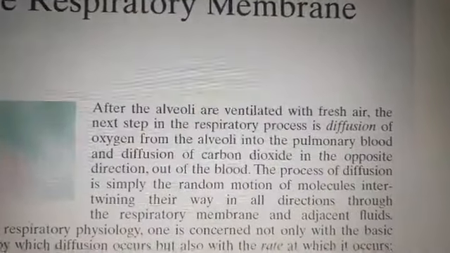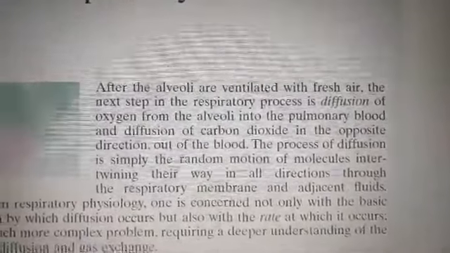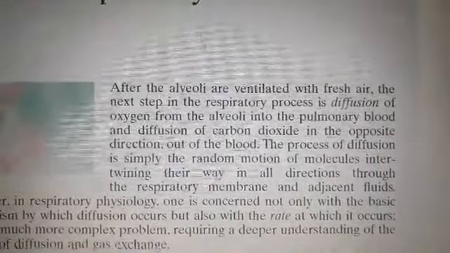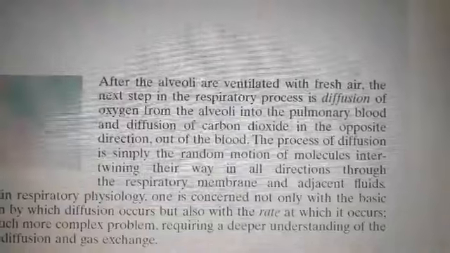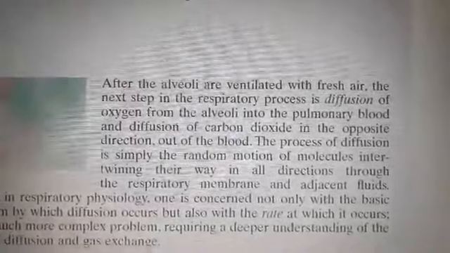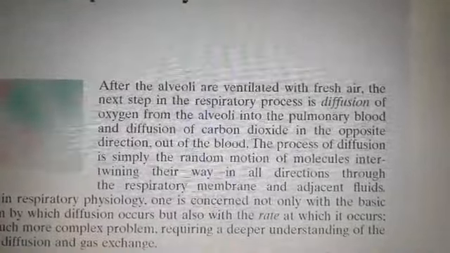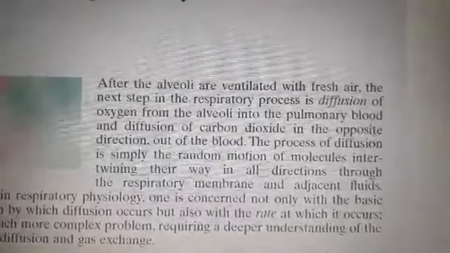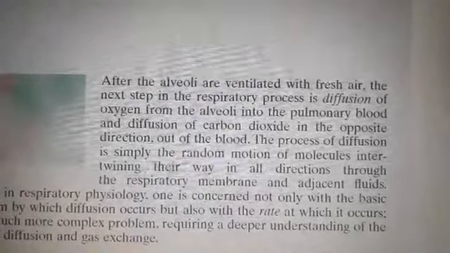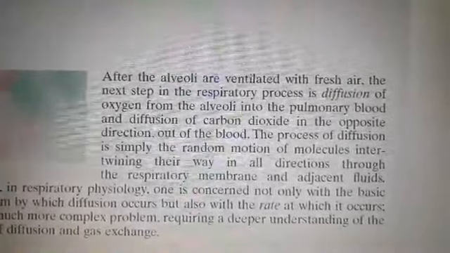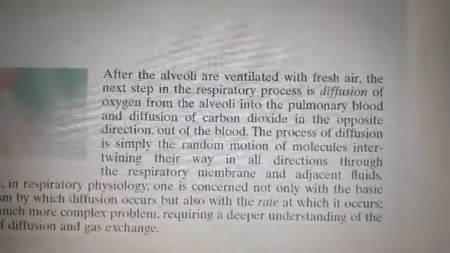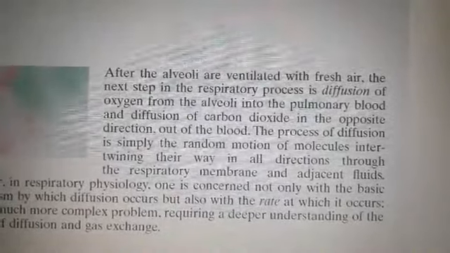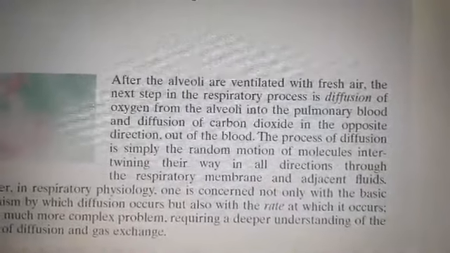So in the start, after the alveoli are ventilated with fresh air, the next step in the respiratory process is diffusion of oxygen from the alveoli into the pulmonary blood and diffusion of carbon dioxide in the opposite direction out of the blood. So the vice versa movement of oxygen and carbon dioxide occurs. And this process of diffusion is simply the random motion of molecules intertwining their way in all directions through the respiratory membrane and adjacent fluid. So there is random movement. As you know, in diffusion there is random movement.